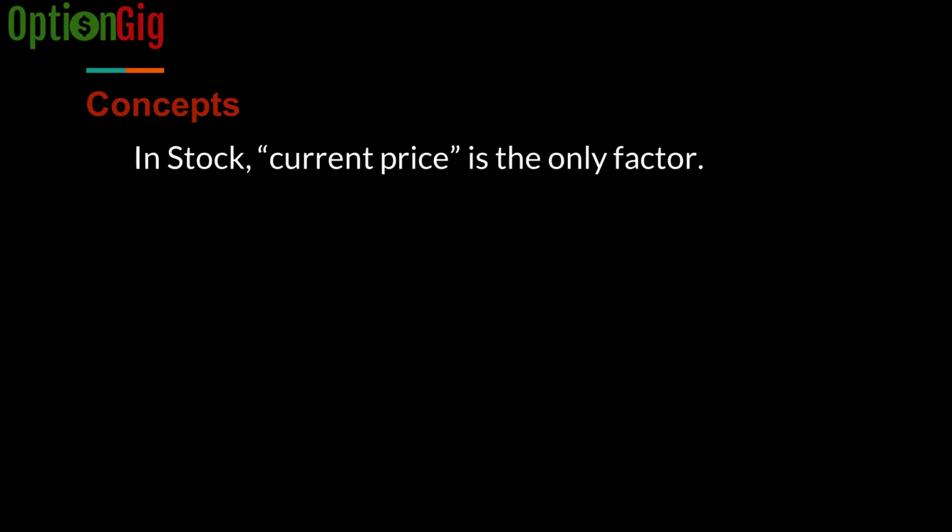In stock, except for the current market price of the stock, there is no other factor. So if you have only stocks in your portfolio, then the value of your portfolio is determined by the current market price of the stock and nothing else. But in options, apart from the current market price of the underlying stock, there are other factors that also impact option pricing.